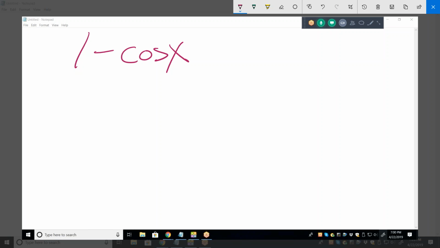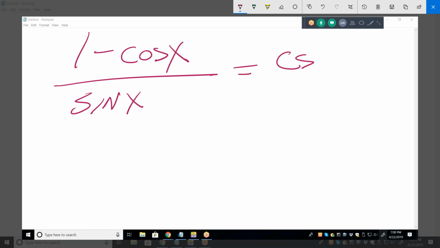I have one that's 1 minus cosine squared. Well, that's easy because that's just sine squared. You don't have to use that trick for that. Oh, here. So 1 minus cosine theta, all over sine theta, equals cosecant theta minus cotangent theta. Like that? Yes, sir.